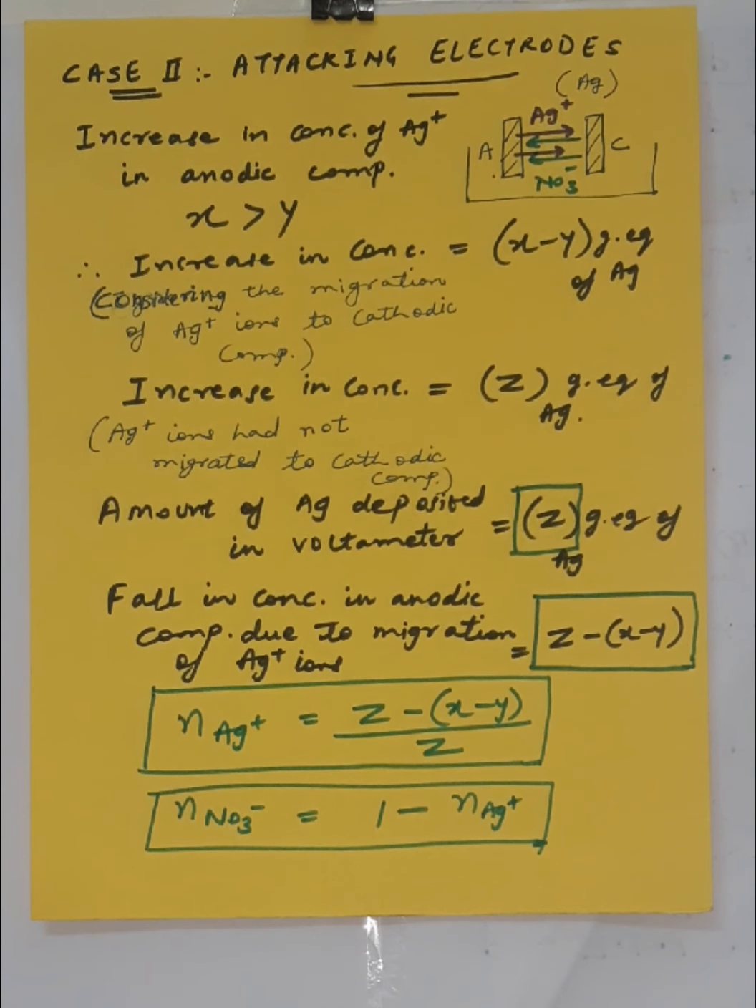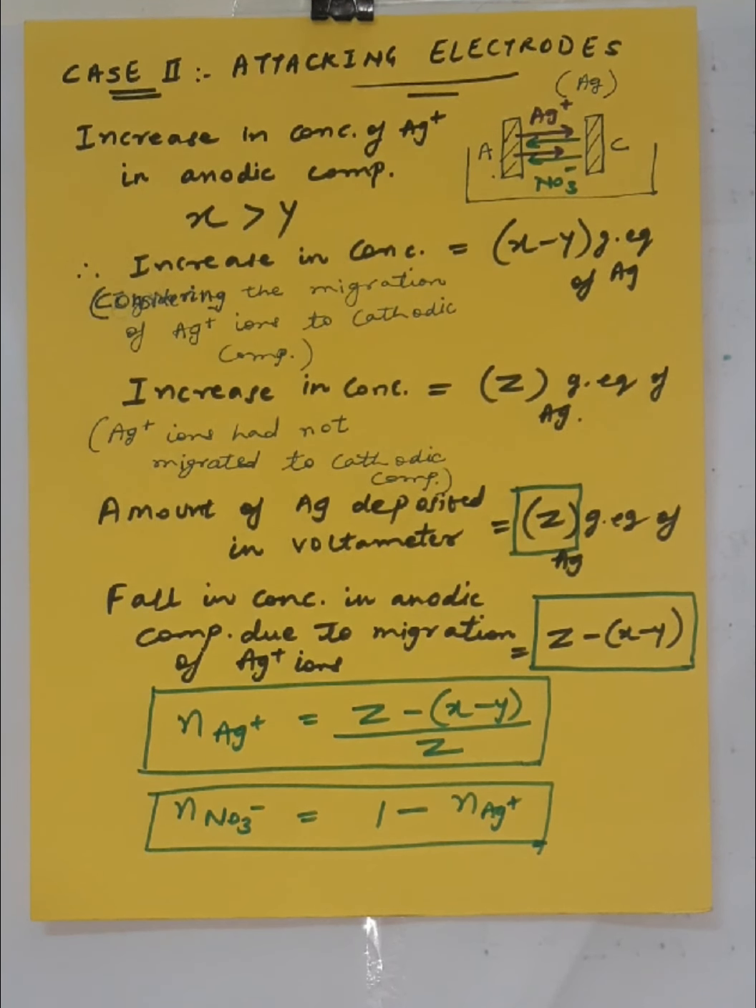Now, consider the second case when the electrodes are of attacking type. You can take an example in such a case, silver electrodes. So we are already studying the silver nitrate electrolytic solution, and instead of platinum electrodes, now you consider that your anode and cathode are silver electrodes. Now what will be the tendency of these attacking electrodes? Whenever the opposite ions attack the electrode, it will have a tendency to discharge to a certain extent.